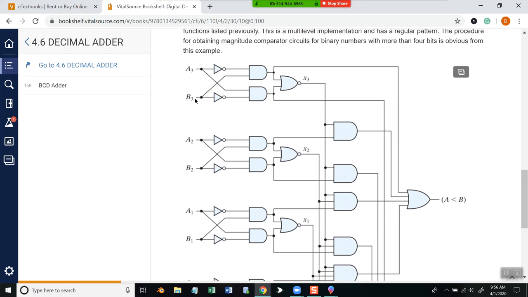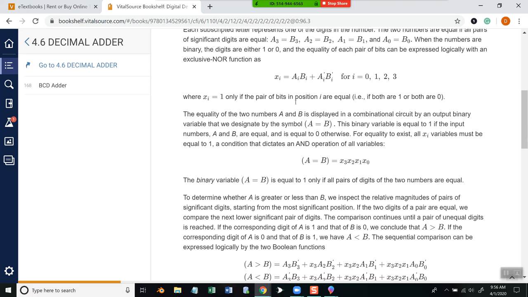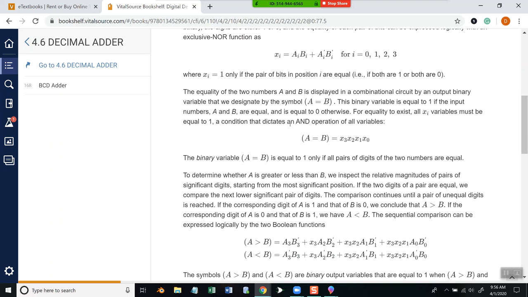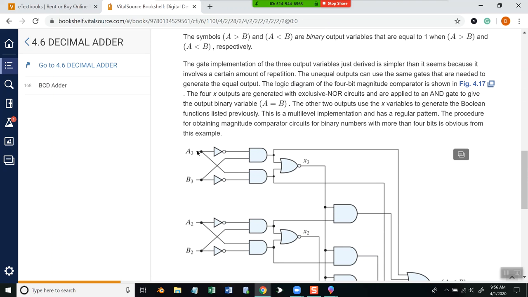So we've got our A3 and A4. Now notice that those are branching down, but they're also going through inverters because for the x sub i, we need A and B and we need A prime and B prime. Specifically, it's A and B, and not A and not B. And then there's an OR between them, a plus. So this is what this is doing. A's coming in here.